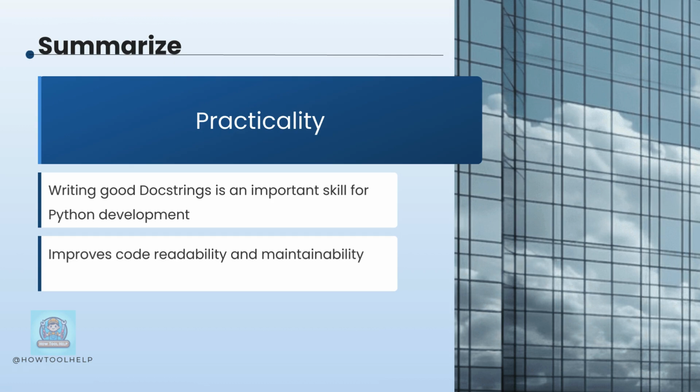Conclusion. In summary, writing good docstrings is an essential skill for Python development. Not only do they enhance code readability, but they also help us better maintain and manage our code. We hope today's introduction helps you make better use of docstrings in your future projects.